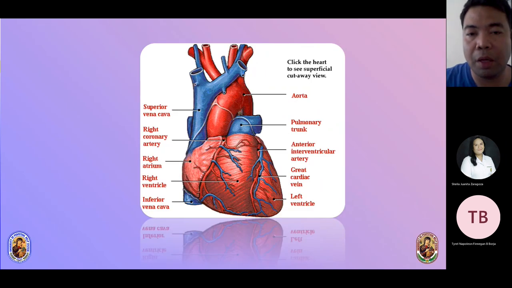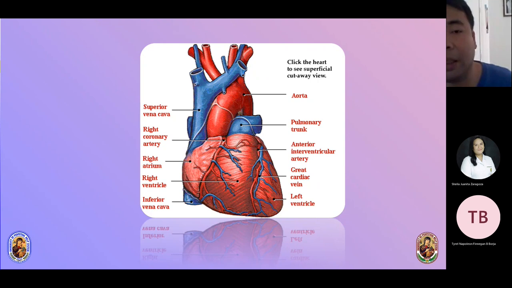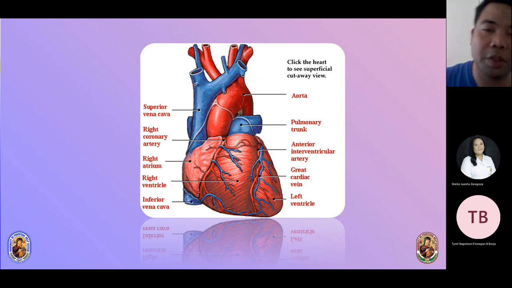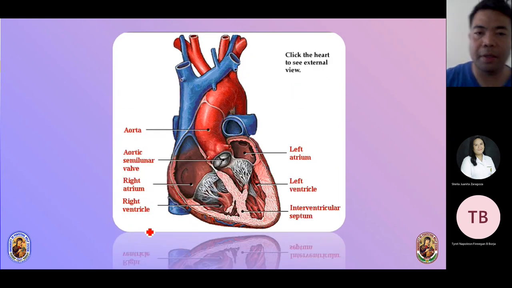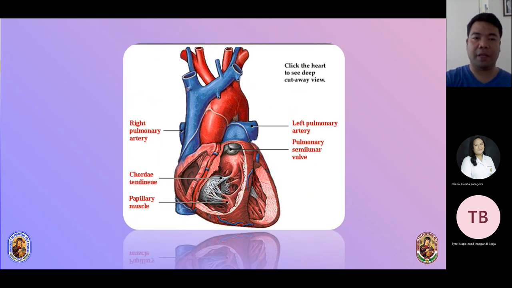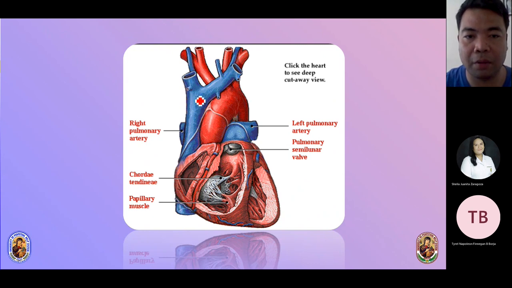Okay. So, let's take a look at the anatomy of the chambers inside the heart. You will see there are major blood vessels attached to the heart. Those blood vessels are your superior and inferior vena cava. This is the superior vena cava, and this is the inferior vena cava. What is the function of the superior and inferior vena cava?